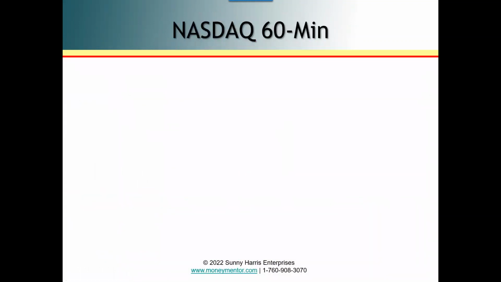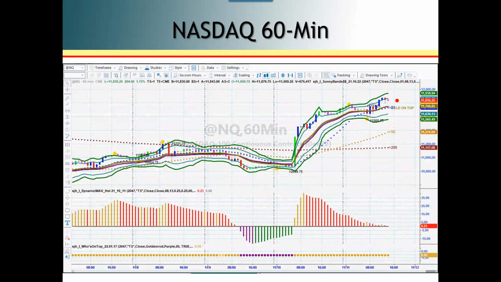Let's look at the NASDAQ on a 60-minute chart for a minute. And we see the same stuff. Yellow dots, histogram, SunnyBands. And you can see that the long signal was right here on this big bar. And it kept on going up and up and up till right here when it signaled to exit that trade or go short.